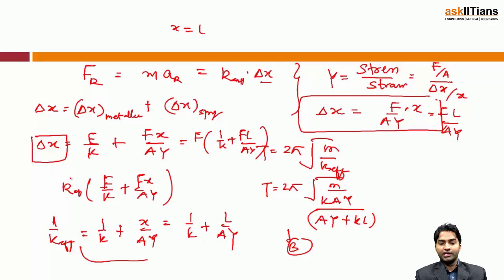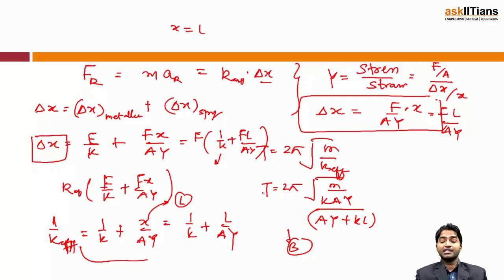So this is actually the net spring constant, which can be taken as 1 upon k effective equal to 1 upon k plus x upon AY, where x is actually the length L. So we got the value of k effective. We know that in a series phenomenon, we want to note its time period, so it would be equal to 2 pi under root m upon k effective.